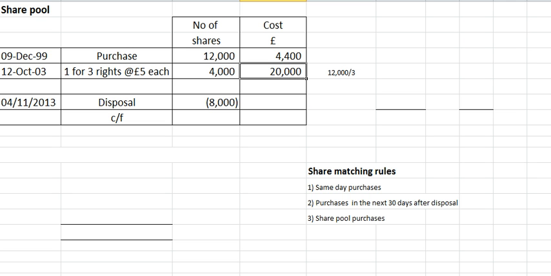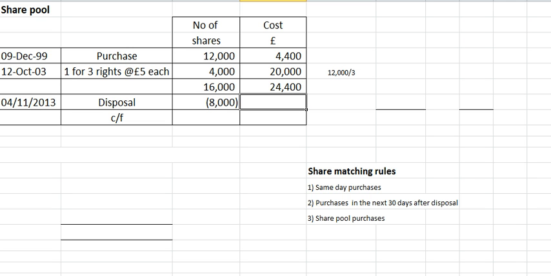If it was a 1 for 3 bonus issue, remember you'd have the 4,000, but this column would be blank. Okay, so before the disposal you need to add up the total in each column: 16,000 number of shares and 24,400 cost. Disposal, this is the key number you need to work out. The disposal is easy, you just take out the number of shares, but then you need to work out the cost on the disposal.